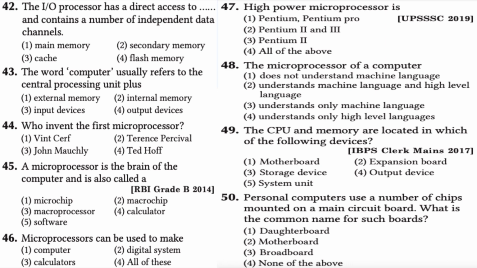Question 44. Who invented the first microprocessor? Here, the correct answer is 4. Ted Hoff. Ted Hoff is credited with inventing the first microprocessor, a groundbreaking advancement in computer technology.